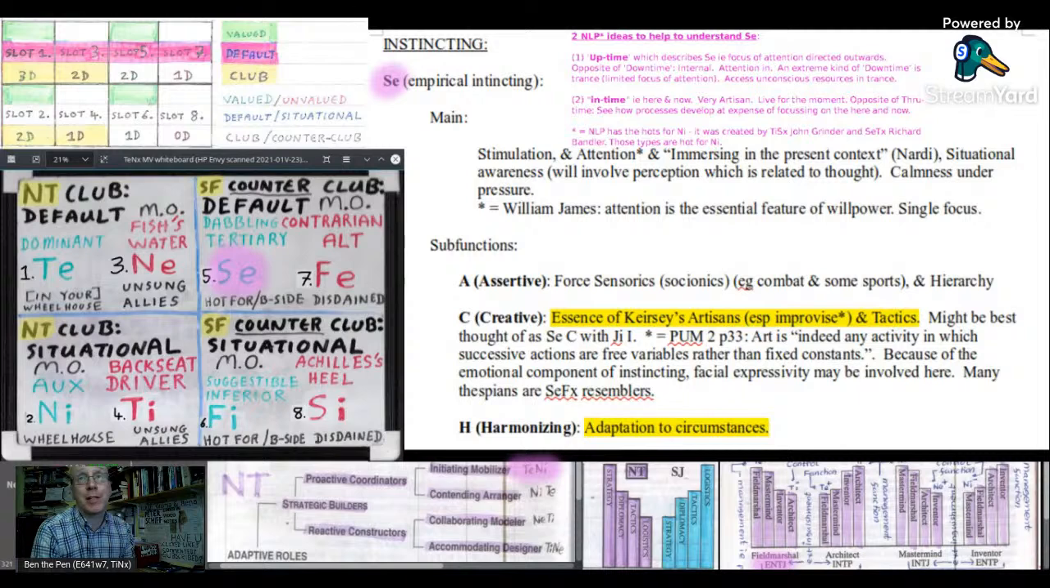B side of the personality, yeah, intertype relations. They're attracted to people that have good use of SE and FI. It's that quadra, the NTJs and the SFPs.